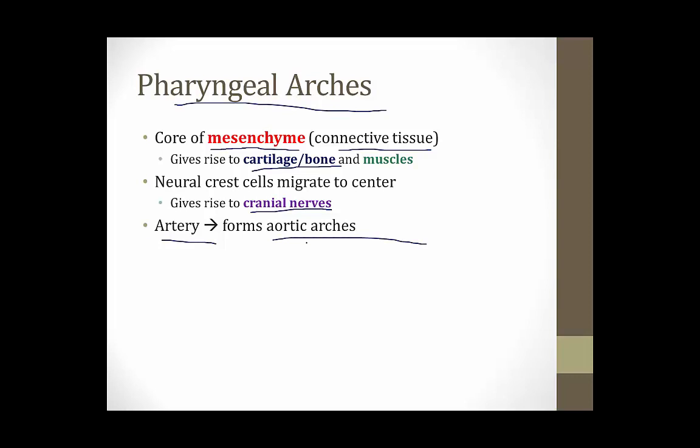So for each of the 6 pharyngeal arches that we're going to go through, what you need to know is which cartilage, bones, and muscles come from that pharyngeal arch, which cranial nerve comes from that arch, and then finally which artery comes from that arch. So we're going to go through each of the 6 human pharyngeal arches and talk about what each one develops into. This is what you need to know for the Step 1 exam.